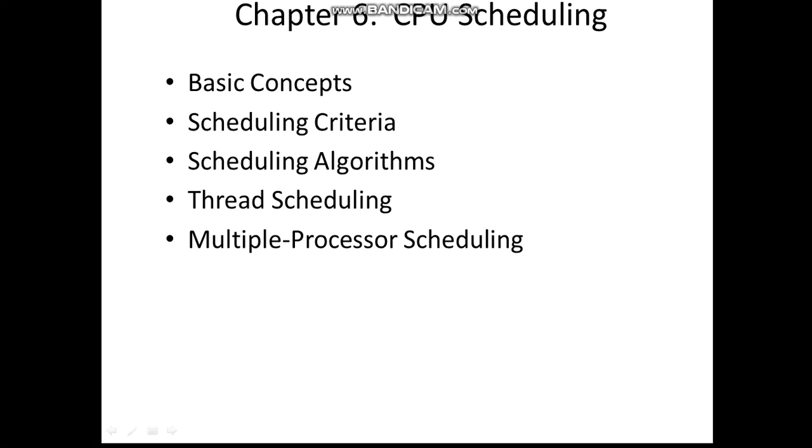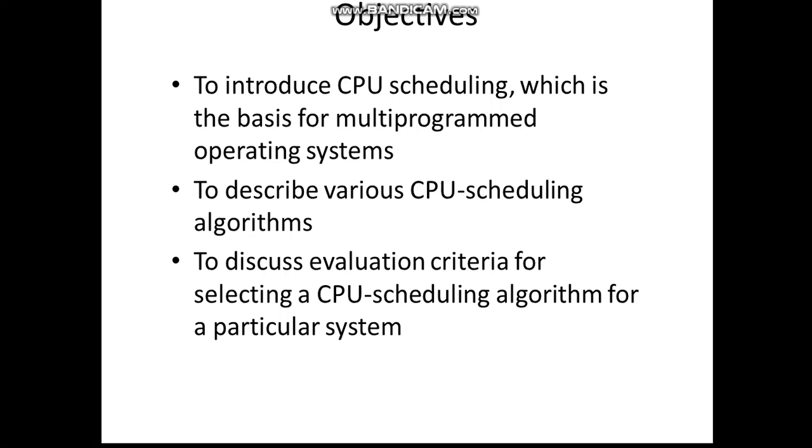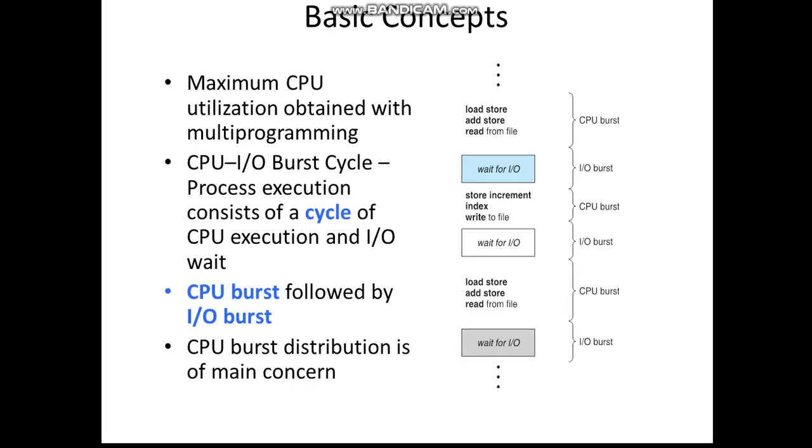These are the various topics which are going to be covered: the basic concept, scheduling criteria, algorithms, thread scheduling and multiprocessor scheduling. These are the related objectives of this particular chapter. The slides explain the basic concepts of why scheduling is required.